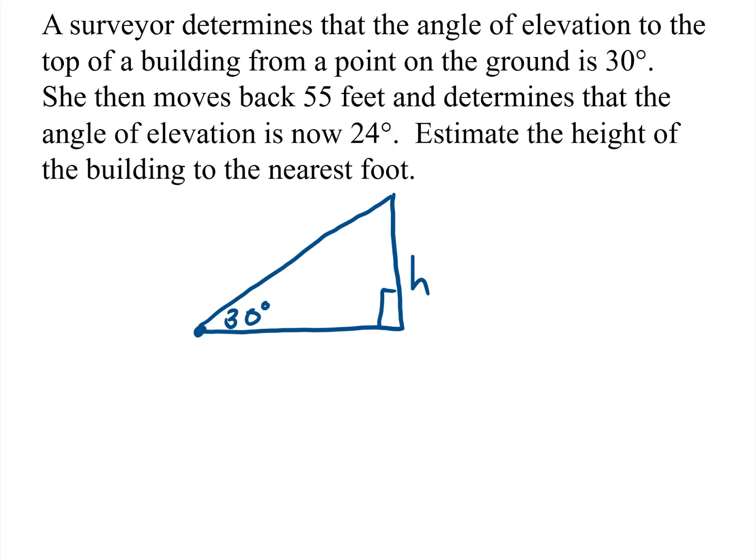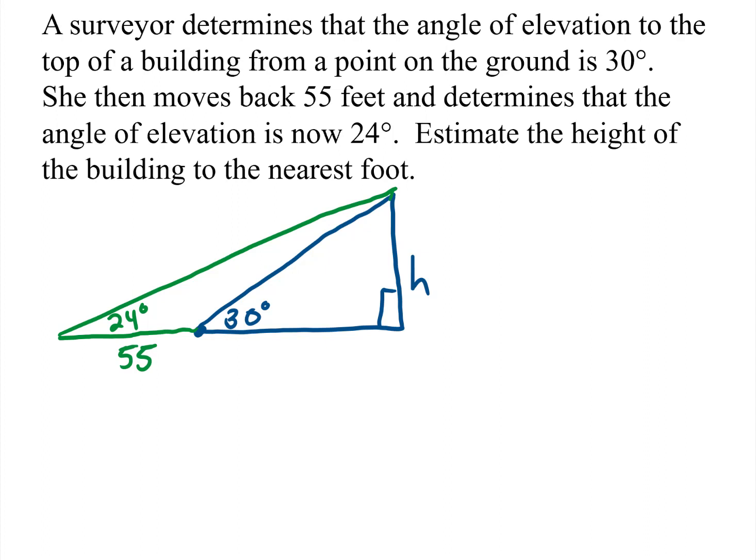She then moves back 55 feet and determines that the angle of elevation is now 24 degrees. So she moves back away from the building 55 feet, looks up to the top of the building now, and it is 24 degrees for the angle of elevation. Estimate the height of the building to the nearest foot.